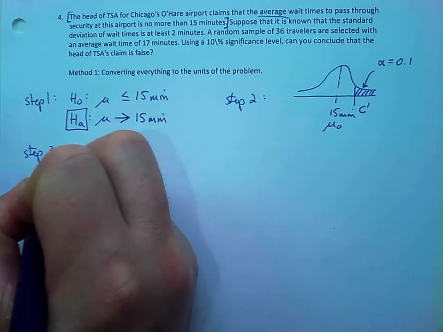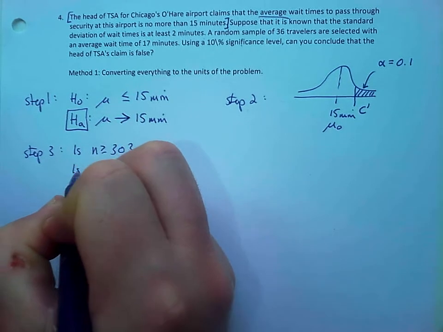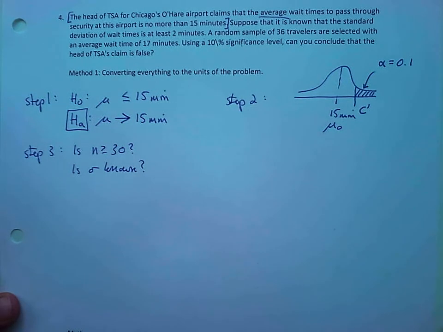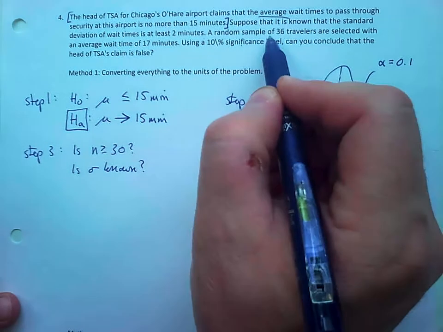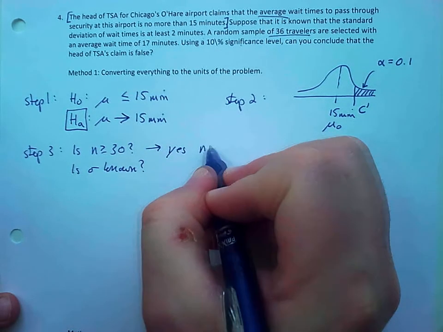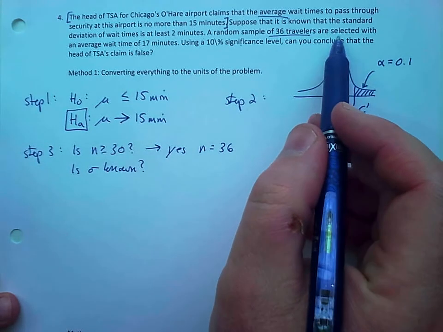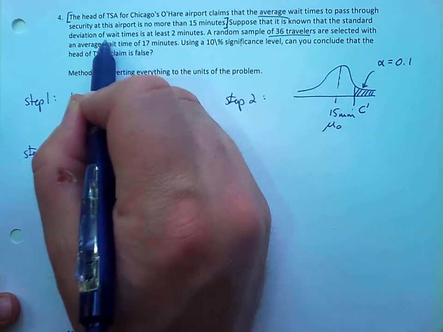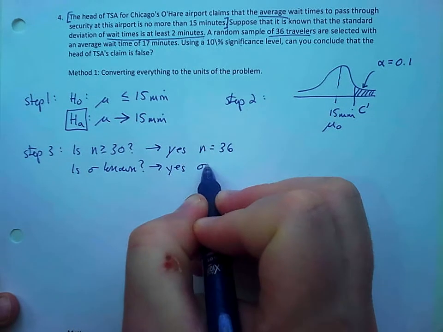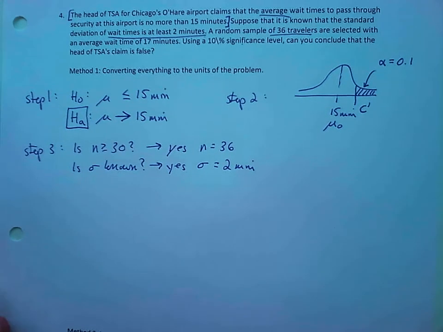Now we can go on to step number 3, which is going to be to ask ourselves the two questions: is n greater than or equal to 30, and is sigma known? Here we have 36 travelers, so our sample size is greater than or equal to 30, n is equal to 36. We also know that the standard deviation of all wait times is 2 minutes, so that refers to sigma, so sigma is equal to 2 minutes.